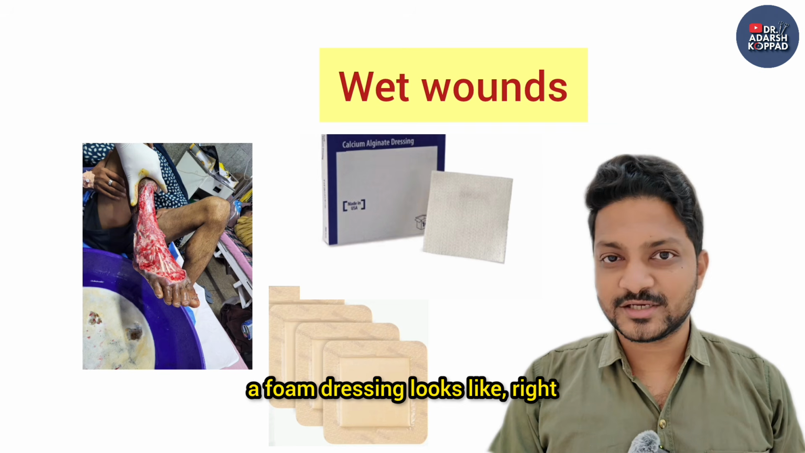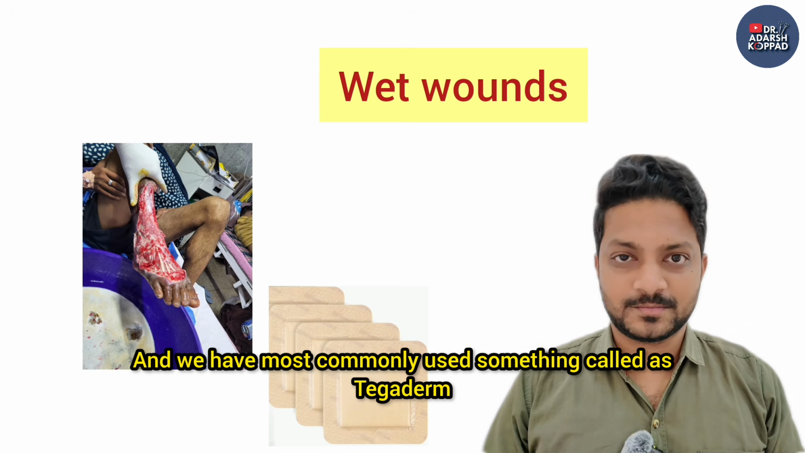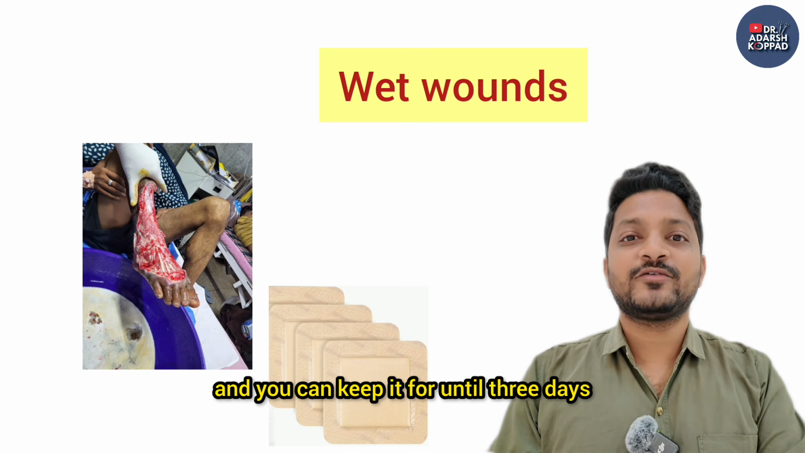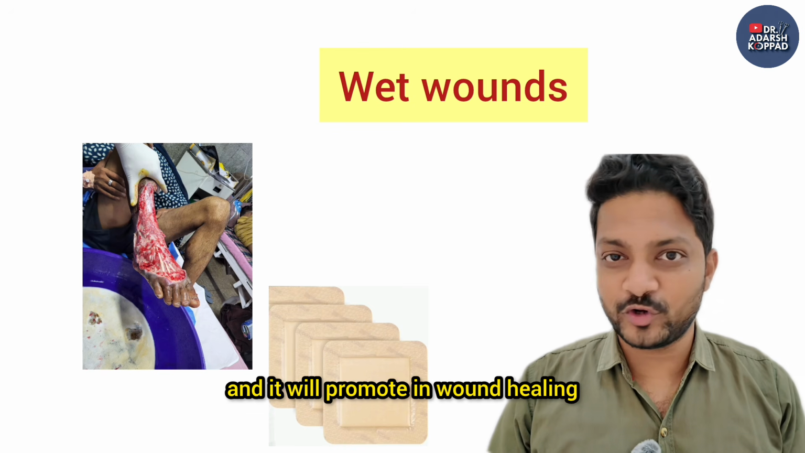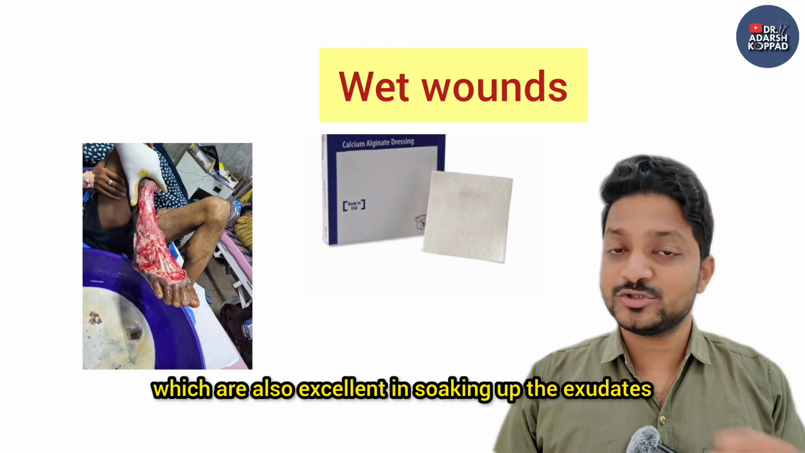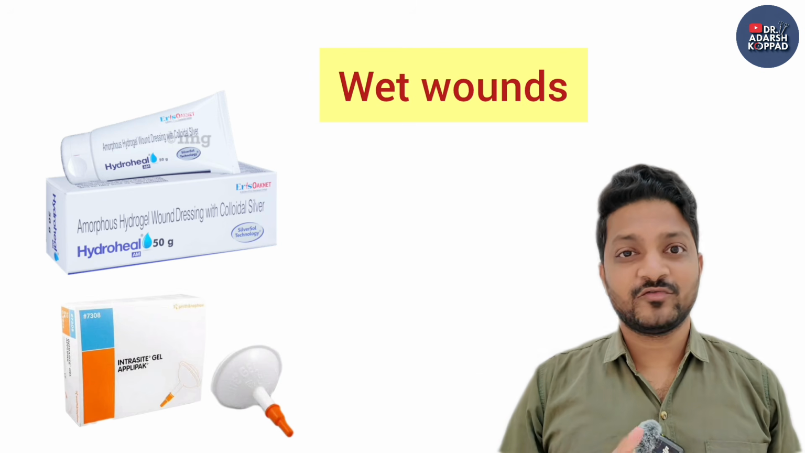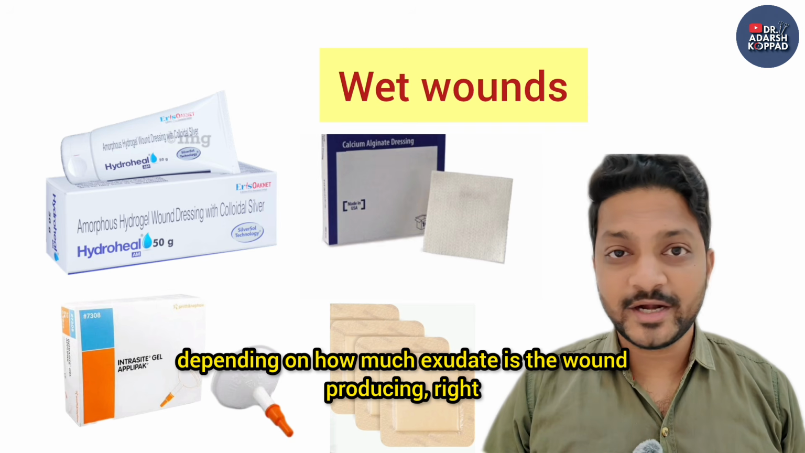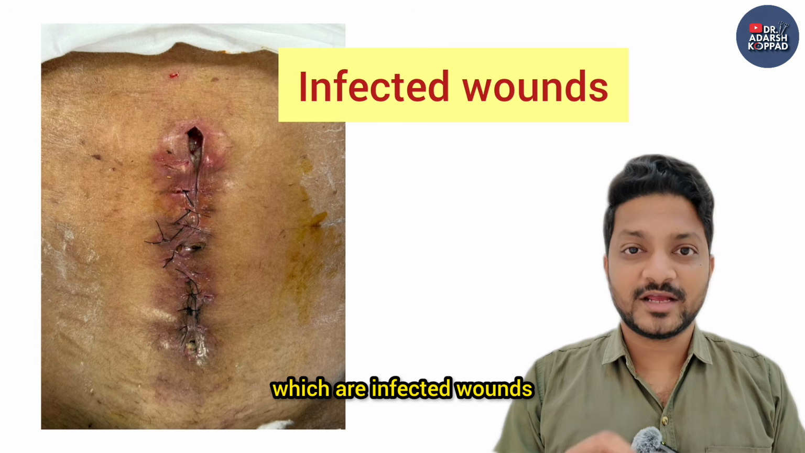and this is how a foam dressing looks like, right? And we have most commonly used something called as tegaderm. It's a thick foam dressing which you apply on the wound and you can keep it for up to 3 days. So it will soak all the exudates and it will promote wound healing. Or you can use alginates as well, which are also excellent in soaking up the exudates. So for wet wounds, you can use hydrocolloids, foam dressings, or alginate depending on how much exudate the wound is producing, right?